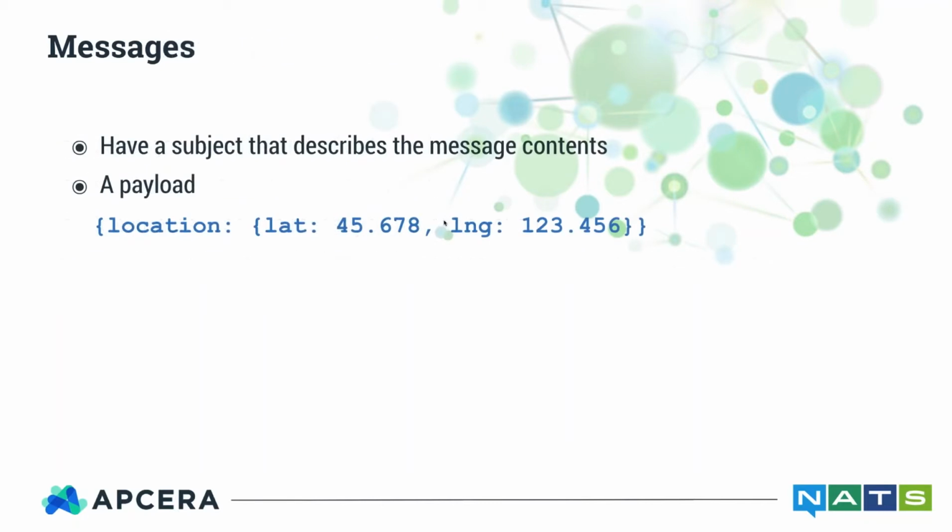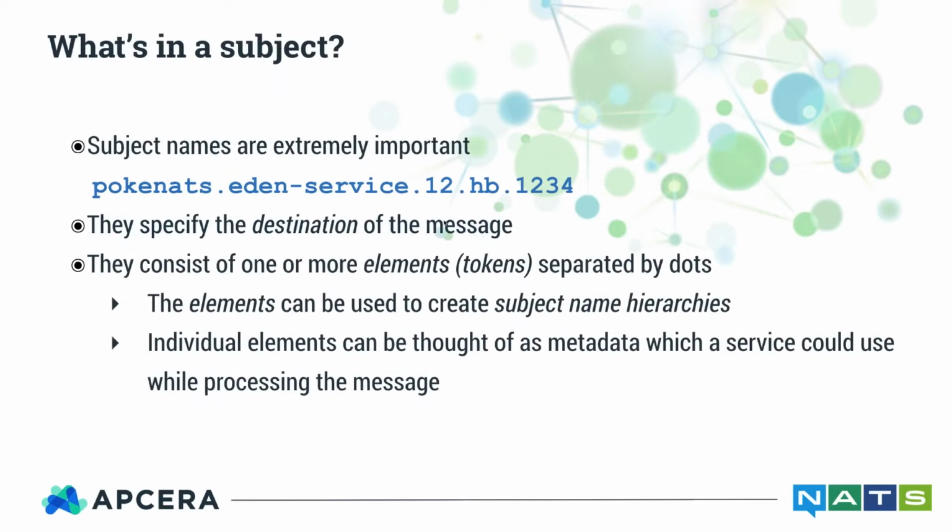Messages are basically just data that you send around, but they also have a subject that describes the message contents. The data that we shuttle around is application defined, so it can be anything that you want. Of important measure is the subject. The subject name is how we specify the destination of a message to the messaging server. It consists of one or more elements that are separated by dots. Each of these elements can be used, if you think creatively, to build message name hierarchies. So the individual elements can be thought of as something useful for organizing the data that you move around. Also, depending on the service that you're doing, one of these elements could be of interest to a recipient.